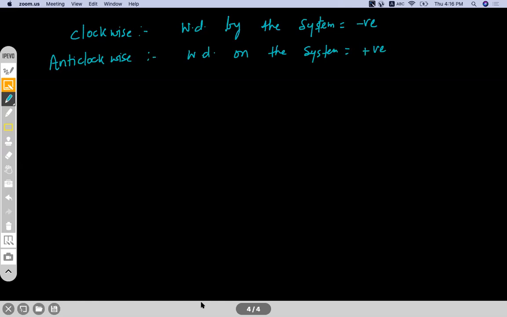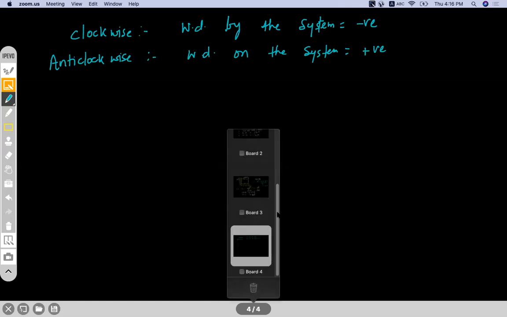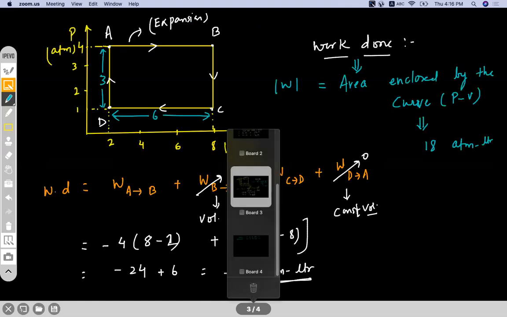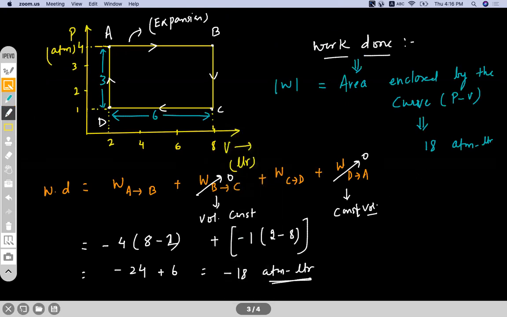Correct? So just look at the process here. It is a clockwise process, right, which is given here. It is a clockwise process, so work done by the system. Hence, the answer in this question would be work done is whatever magnitude you get. It is by the system, so minus sign you have to put in, ATM liter. This is the answer we have here. Did you understand this?